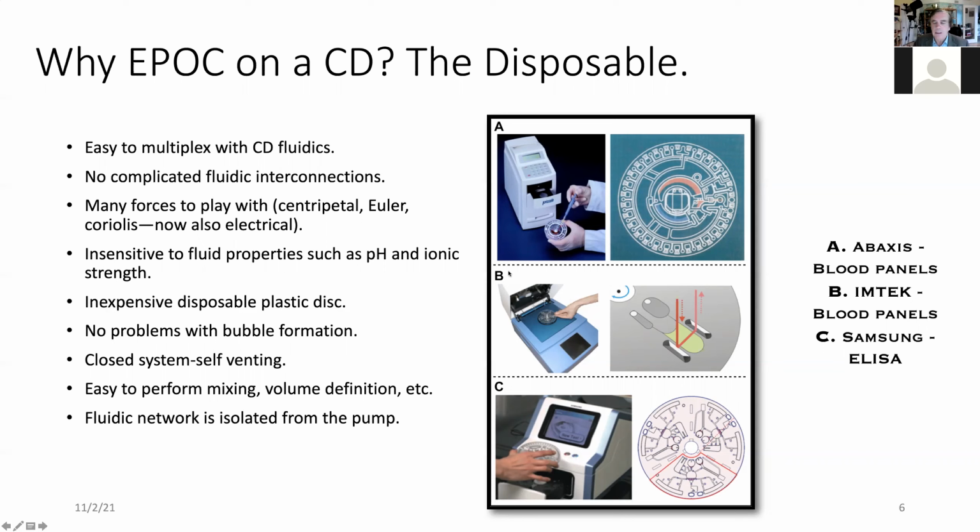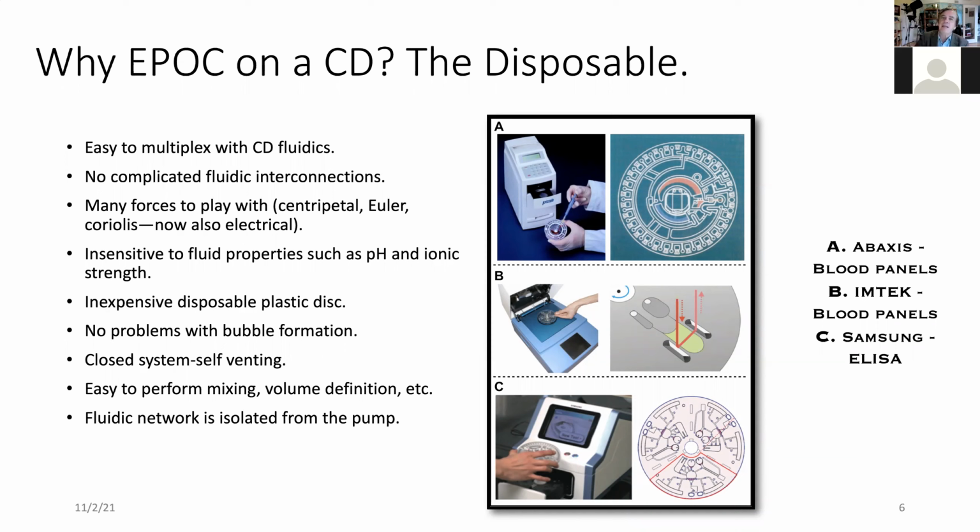Then also, this platform doesn't care what the pH is, the ionic strength. And you could easily put in milk, blood, urine. It's quite forgiving in the nature of the sample you're using. It's an inexpensive disposable plastic disc. No problems with bubble formation, very often a problem in fluidics. If a bubble sits on top of your optics, your analysis is over, it's done.